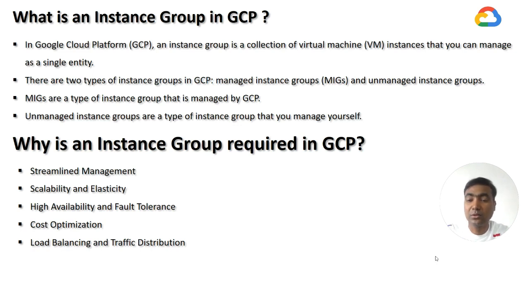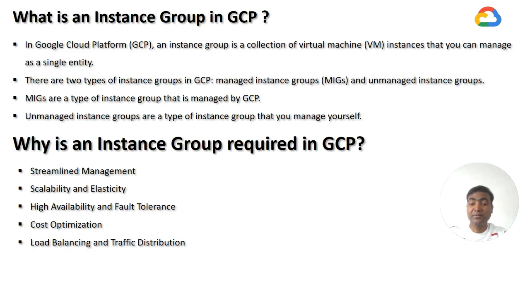Guys, the cost optimization. Instance groups contribute to cost optimization by enabling efficient resource allocation. By grouping VMs together, you can ensure that you are using the right amount of resources for each workload. Additionally, auto-scaling policies help prevent over-provisioning, ensuring that you only pay for the resources you actually use.